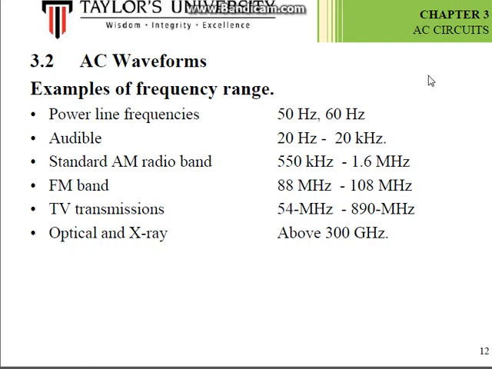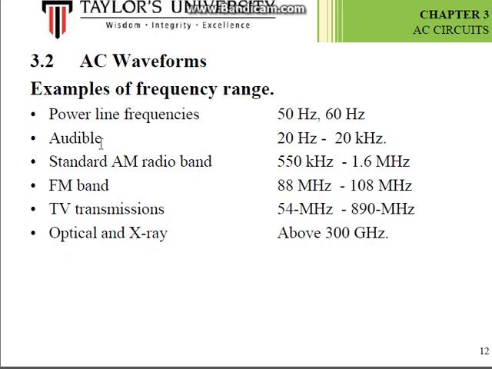So now that we have learned about frequency, these are some examples of frequency range. Power line frequencies basically means the frequency of your power rating, whatever your power plug point is, it actually goes by a certain frequency. Usually it goes by 50 to 60.